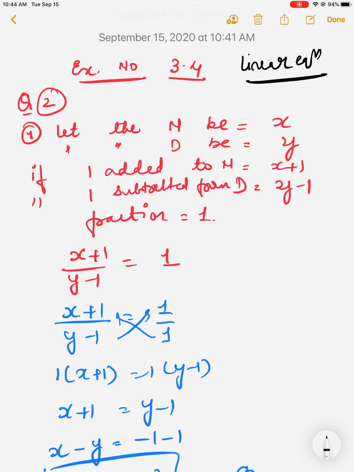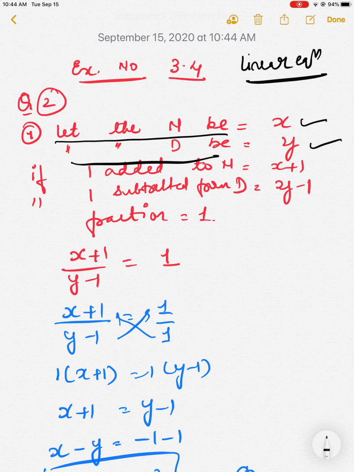This is exercise number 3.4, first problem. If we add 1 to the numerator and subtract 1 from the denominator, then the fraction becomes 1. If we only add 1 to the denominator, it becomes 1 upon 2. What is the fraction? Here two are there, numerator and denominator. So here we have taken numerator as x and denominator as y. Then the fraction will be x upon y.